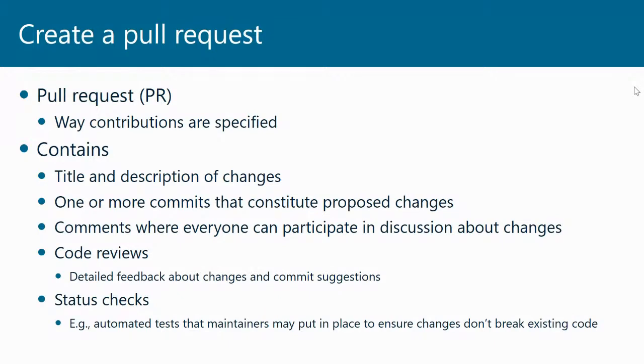All right, so I've been talking about pull requests throughout this session, but I haven't formally defined it yet, and I promised that I would, and here it is. So a pull request, or PR, is the way that contributions are specified. What a pull request contains is a title and a description of the changes. It has one or more commits that constitute the proposed changes, and then comments where everyone can participate in the discussion about the changes, right?